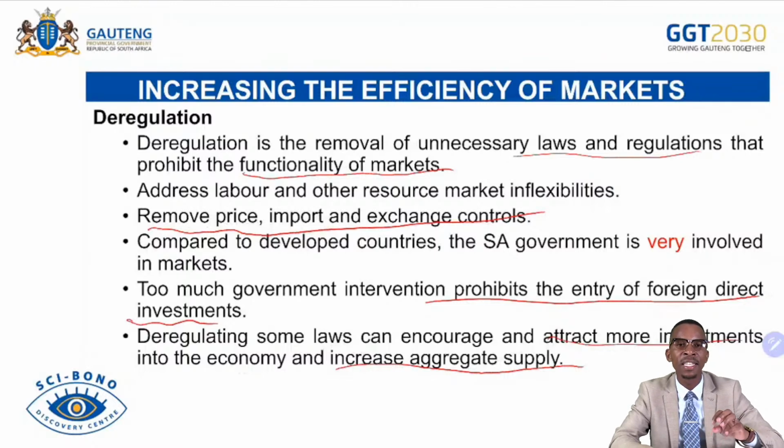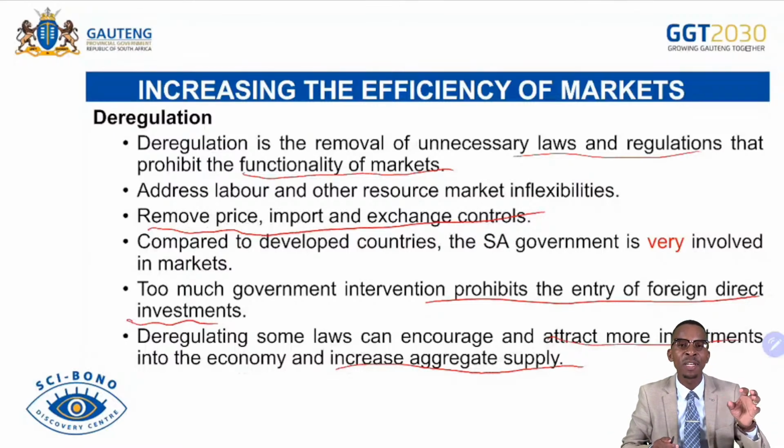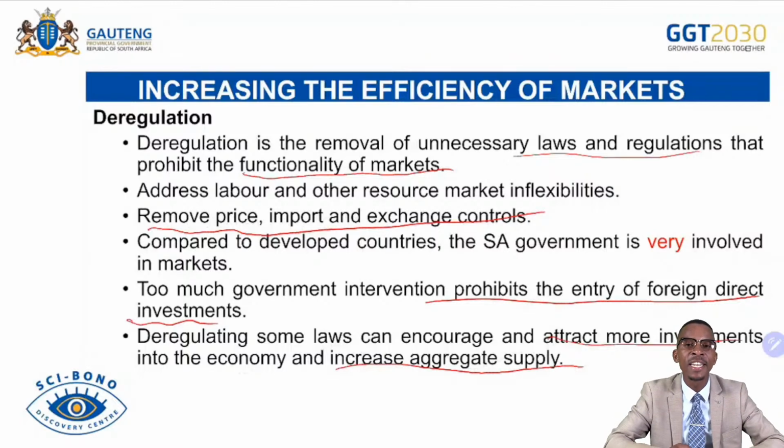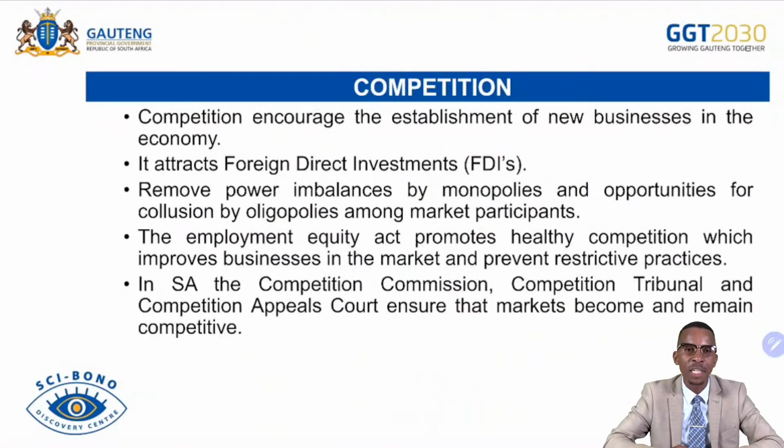So the plea here is that the government must reduce some unnecessary laws and regulations, which will attract more businesses and investors, especially the foreign direct investors, to flow into the country and invest, so that there will be greater demand, greater productivity and greater supply of goods and services. And then the competition. Remember here, it is very important for the country to promote competition.